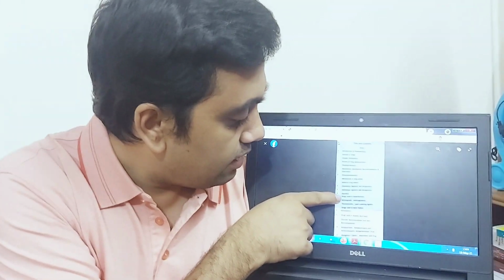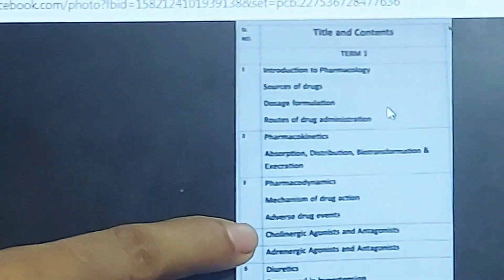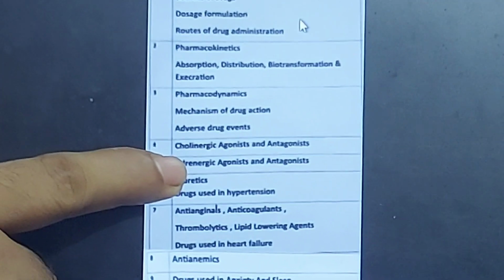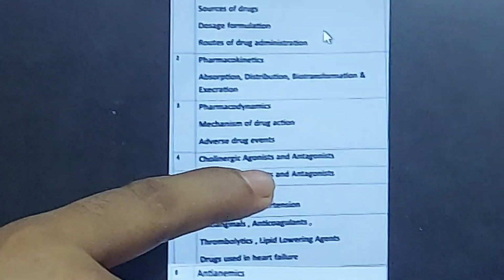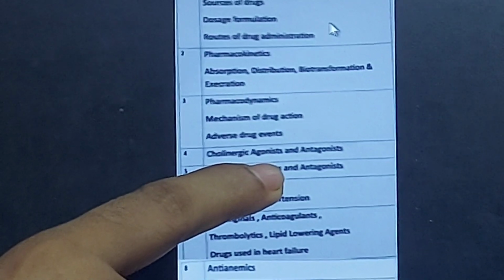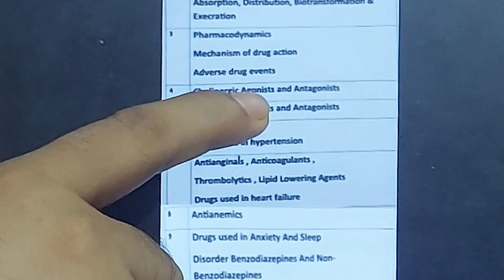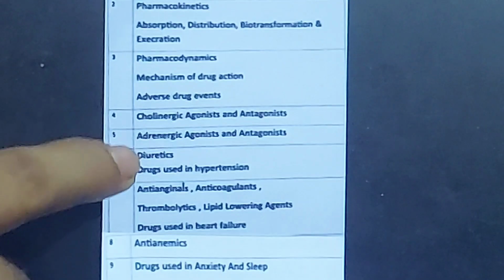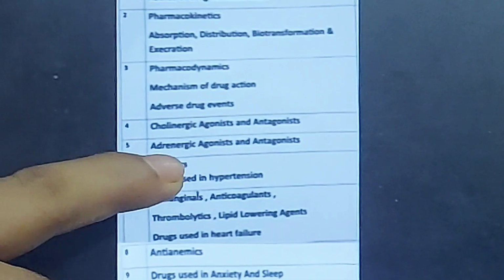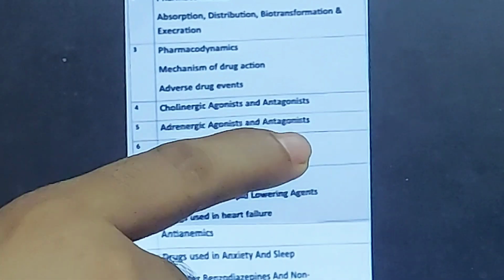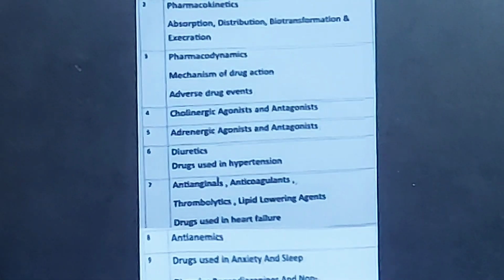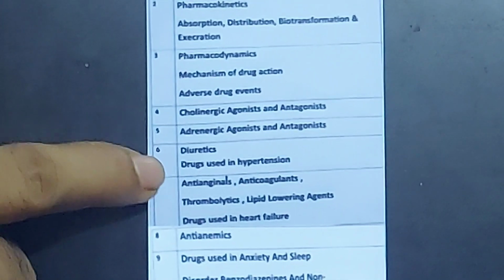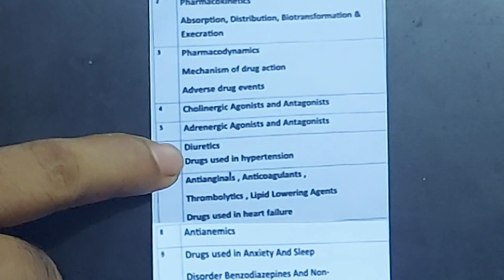Now focus here. We can see the fourth and fifth items are the cholinergic and adrenergic. The fourth item is the cholinergic, with two things, zoom in here: the cholinergic agonist and the cholinergic antagonist. And the fifth item is the adrenergic agonist and antagonist. These are the items of the autonomic system.